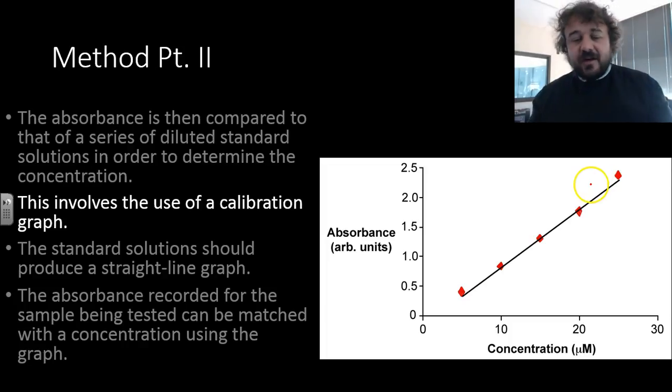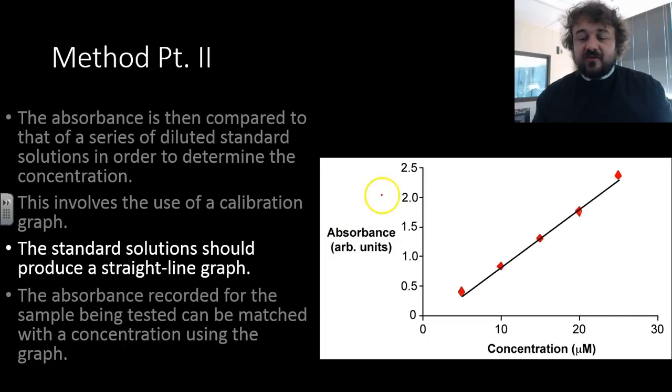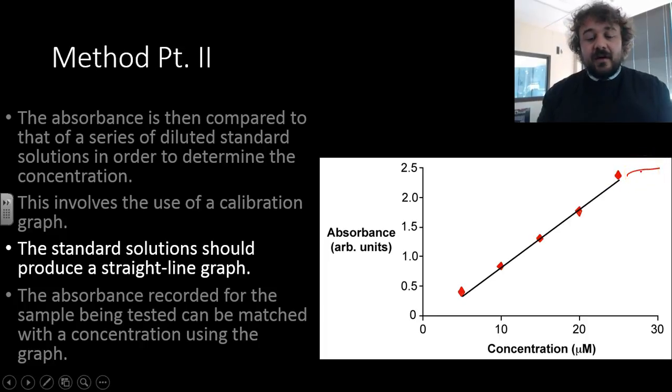So we make a calibration graph: here is a sample at 5 micromoles per liter, and here is a sample at 10 micromoles per liter, 15, and so on, and we graph those out. The standard solutions will produce a straight line graph until we reach higher concentrations, at which point we'll start to get a slight drop-off curve.